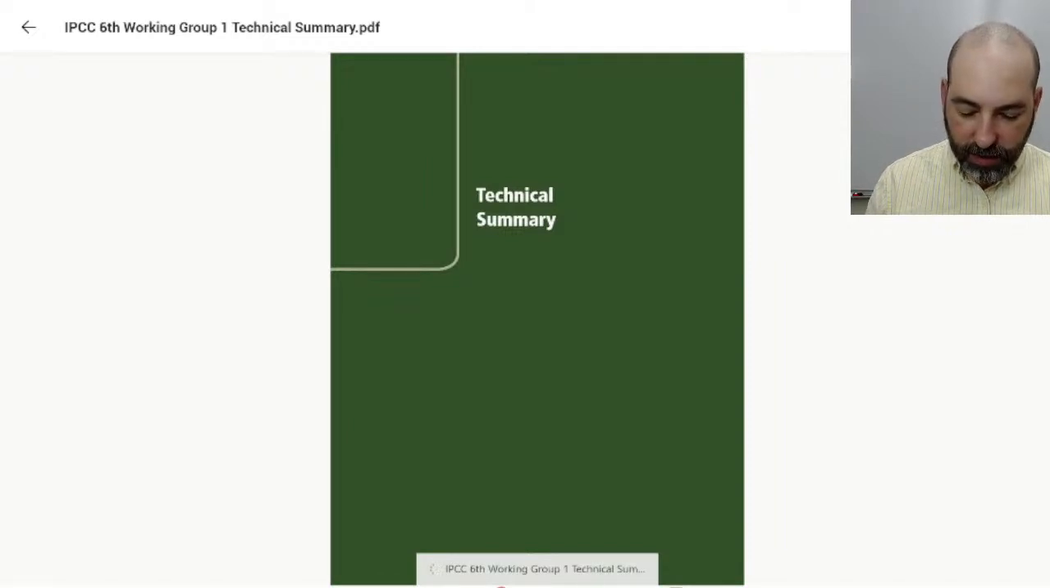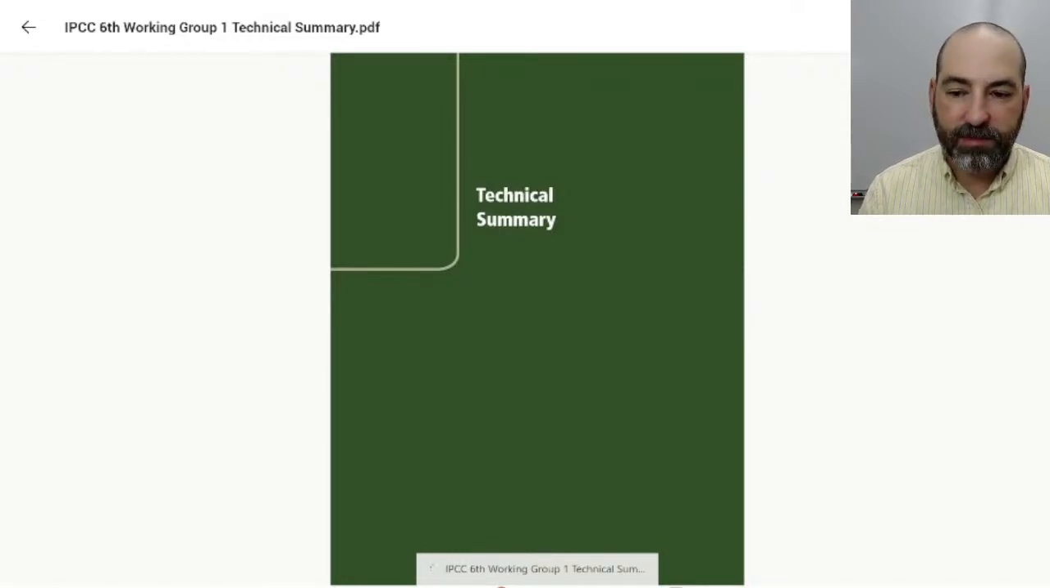This is the Working Group 1 technical summary. So what does that mean? It's still loading, I guess. The IPCC 6th report is the 6th report from 2021. Working Group 1 is the one that we're most focused on. It's the science working group. So it's the group that puts together all of the science that we were just talking about and tries to make some conclusions about what the data are showing.